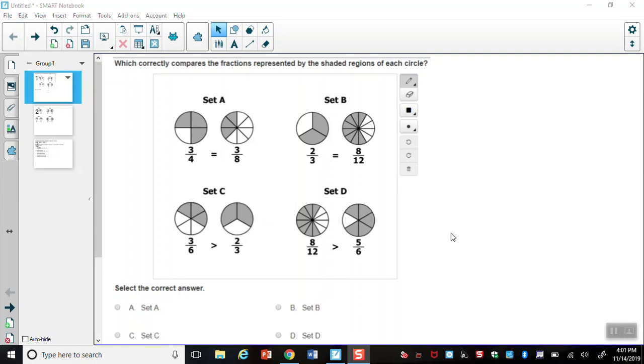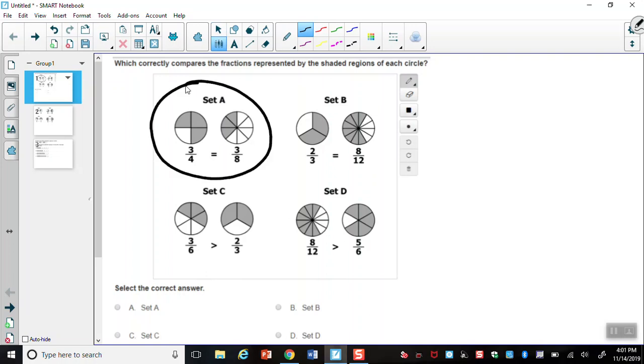This question is asking which correctly compares the fractions represented by the shaded regions of each circle. So what that means is we're figuring out which of these is the correct comparison. So we need to actually compare all 4 sets and see which one is true. So we're going to start by looking at set A.